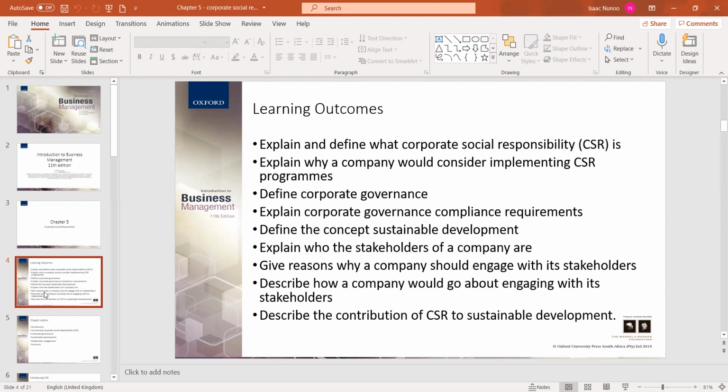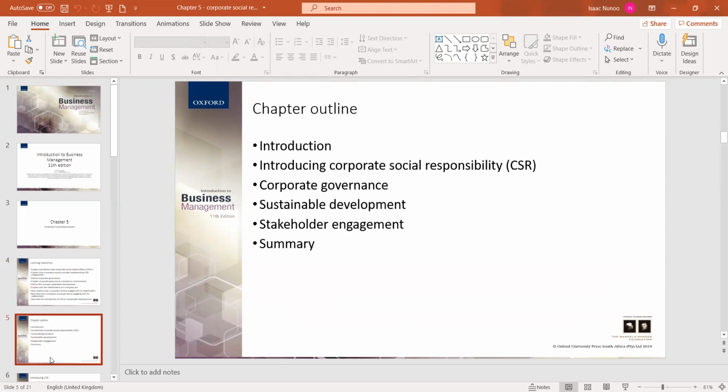And with that, the outline for today's presentation focuses on the main concept of corporate social responsibility, which is also linked to corporate governance. Then we'll look at sustainable development and stakeholder engagements.